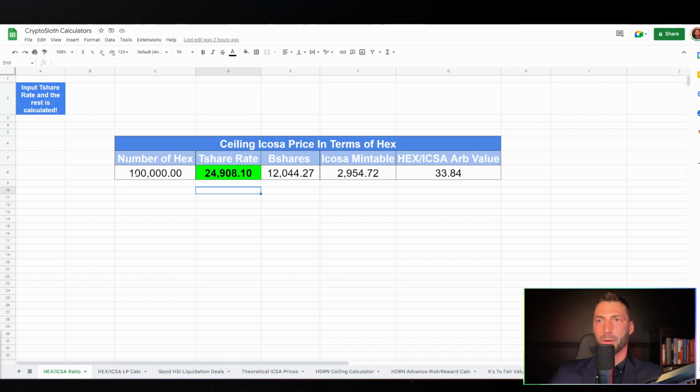You could run it through here. So for 100,000 Hex, right now today, you'd get 2,954.72 Icosa. So you can also calculate how much Icosa you're going to get using this calculator as well. And I think this is really useful information, and thanks to Crypto Sloth for sharing this with everyone. I wanted to spread this out further through my channel because it's a very useful thing to have.